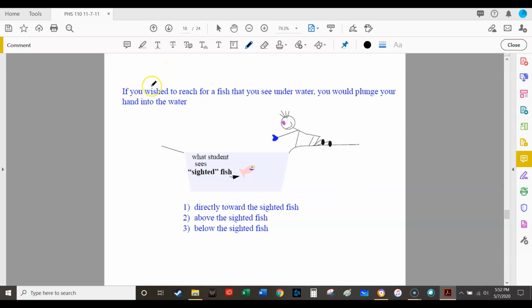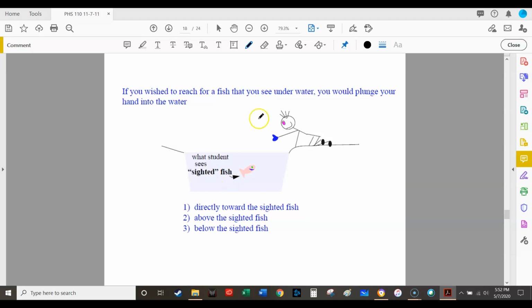So if you wish to reach for a fish that you see underwater, you would plunge your hand into the water directly at where you sight the fish to be, the apparent fish, above the apparent fish, or below the apparent fish. So where is the actual fishy at? Okay. So go ahead and pause the video, take a guess as to your answer, and then actually draw how light rays are bending, okay? And try to draw this out, okay? So pause the video now.